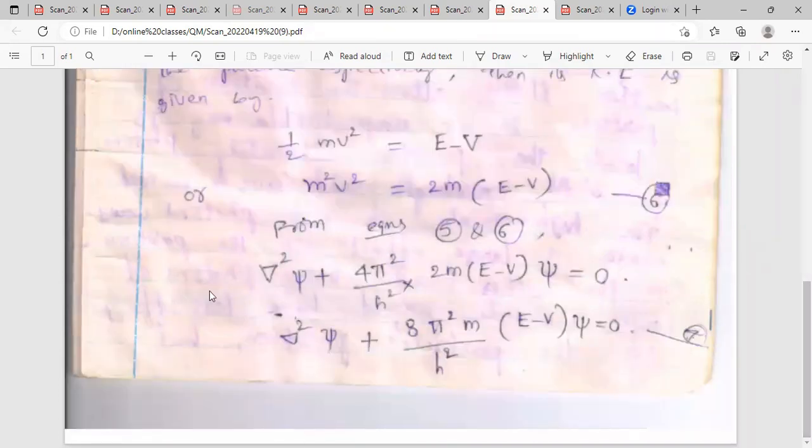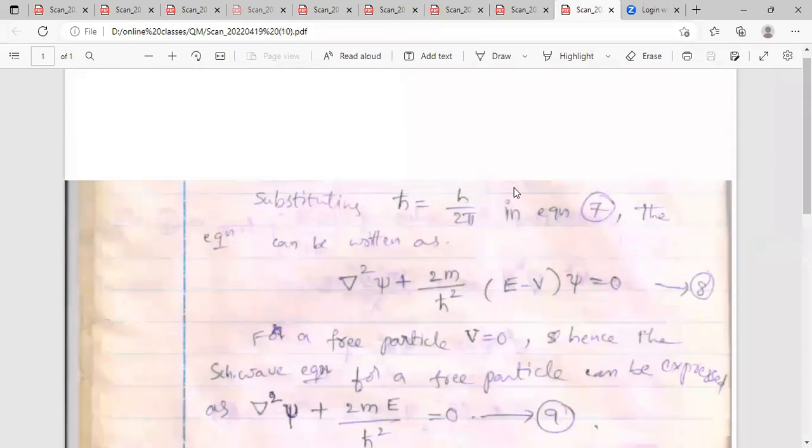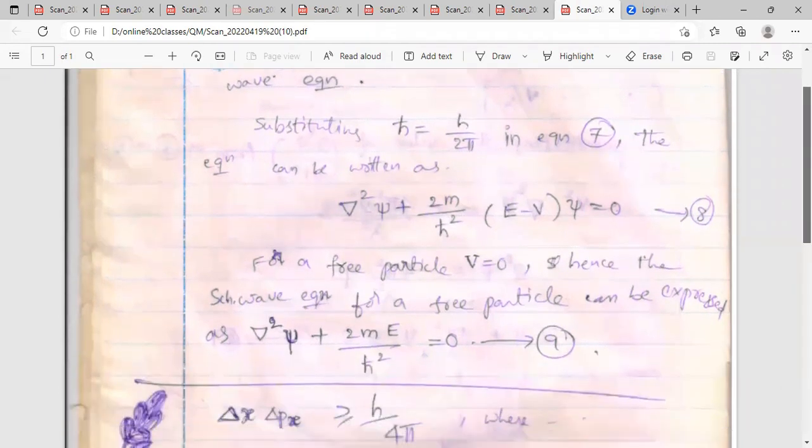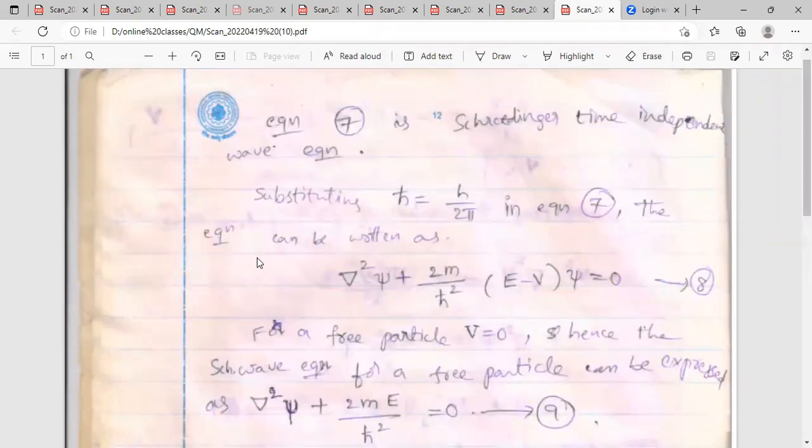From equations 5 and 6, del square psi plus 4 pi square by h square into 2m into E minus V into psi is equal to 0. Del square psi plus 8 pi square m by h square into E minus V into psi is equal to 0. This is actually Schrodinger's time independent wave equation. Instead of h by 2 pi, you write h bar, or h cut, in the equation.